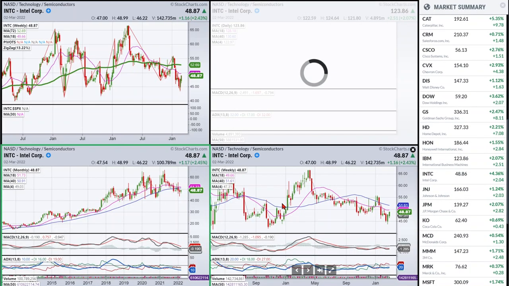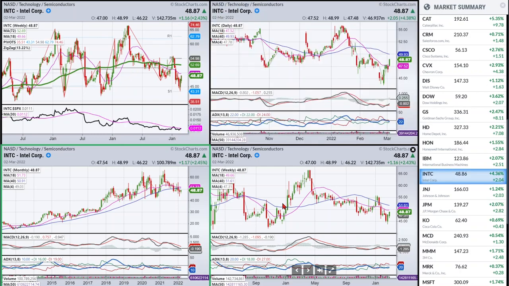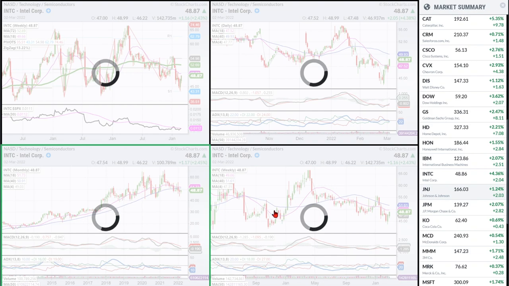Intel has wasted a great move in the semiconductors. It just hasn't been able to participate. Now, there's a lot of support underneath, so I'm not expecting it to go down. But when you look at it relative to its peers, it's just been a very, very poor stock.